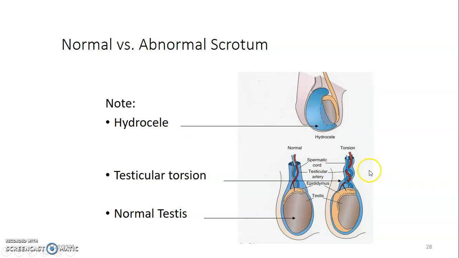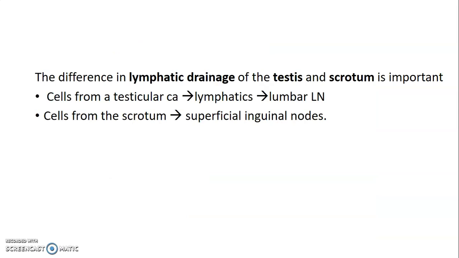Then we have what you call testicular torsion, which is when the testis twists, and this occurs at the level where you have the blood vessels. When they are knotted towards each other, you're depleting the blood supply to the testis, and that can lead to necrosis. So surgery has to be done immediately. It's a very painful condition.